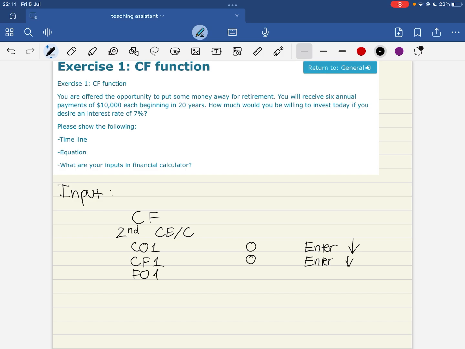And because we know that the payment only takes place after 20 years of time, so in the first 19 years, there is absolutely nothing. So the frequency of CF1 should be equal to 19. Enter, go down.